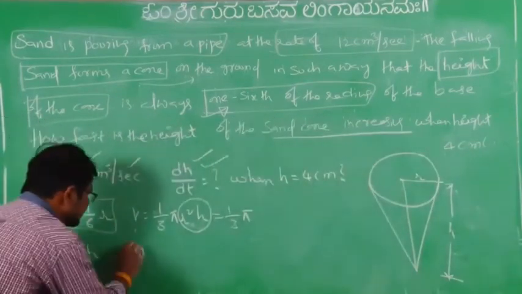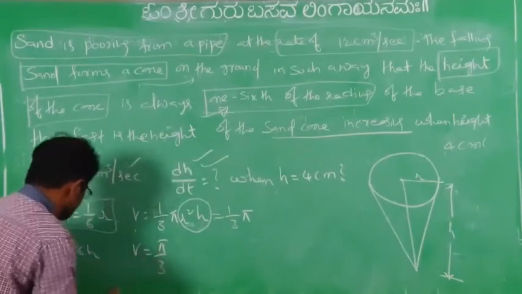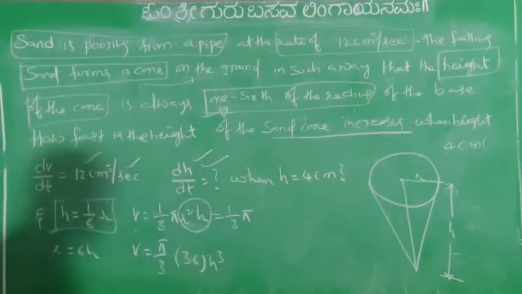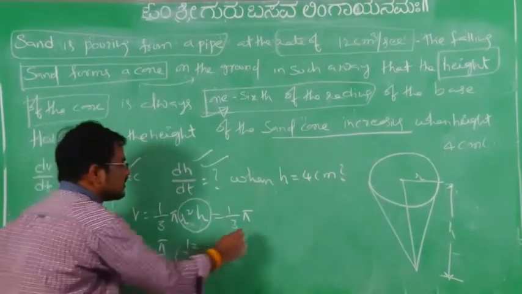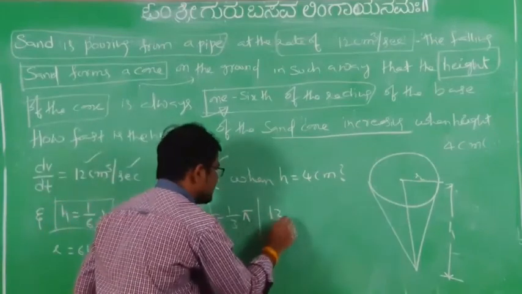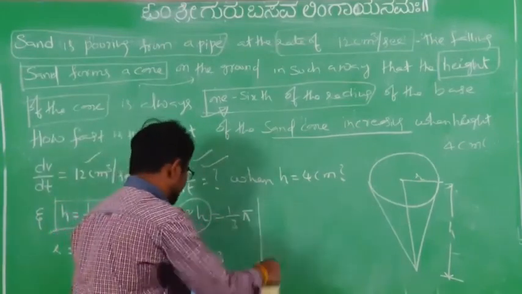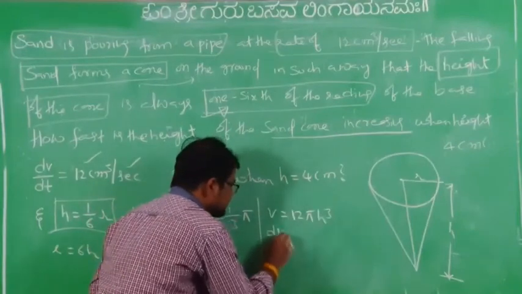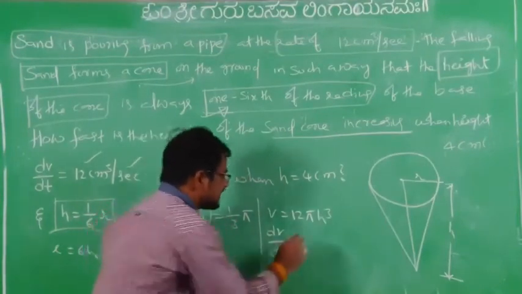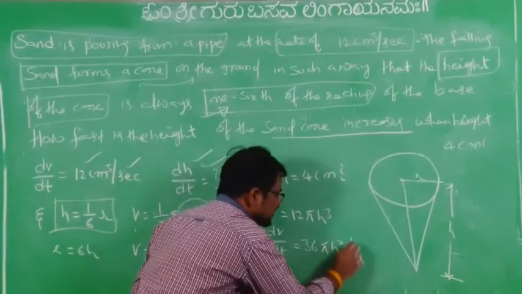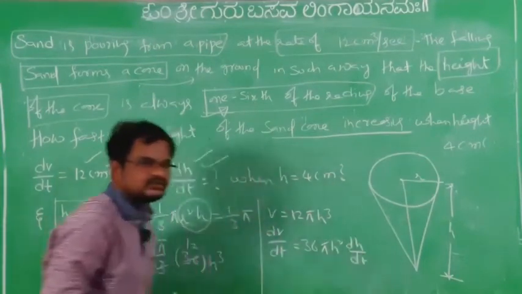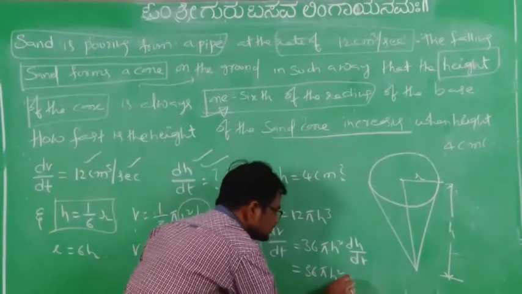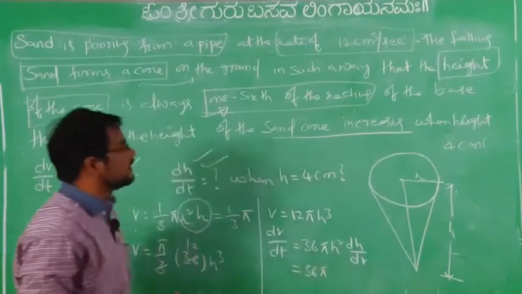Now if you substitute, V equal to pi by 3, 36 H square into H. Now V equal to 12 pi H cube. Differentiating with respect to t, dV by dt equal to 36 pi H square dH by dt. Here H value they given. What is the H value?